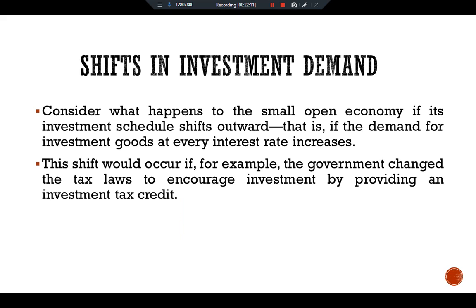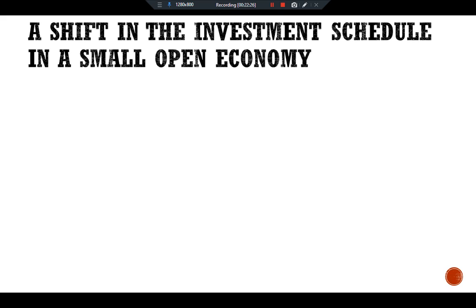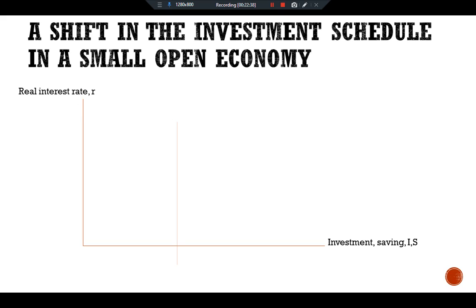Okay, for a better understanding of how a shift in the investment demand schedule affects the small open economy, let's see a graphical presentation here. A shift in the investment schedule in a small open economy. We have investment and saving on the horizontal axis, and the real interest rate on the vertical axis. We have fixed saving, and we have the investment function IR1, and here we have the world interest rate R static 1.